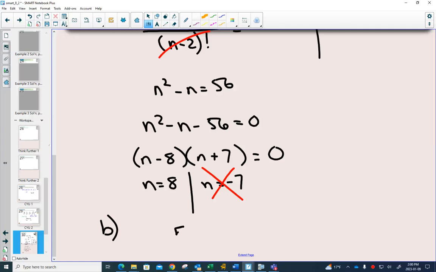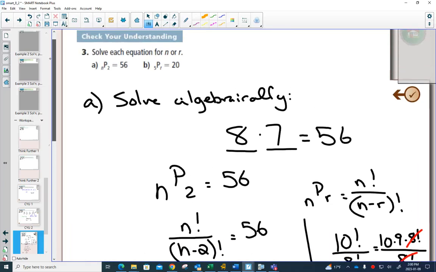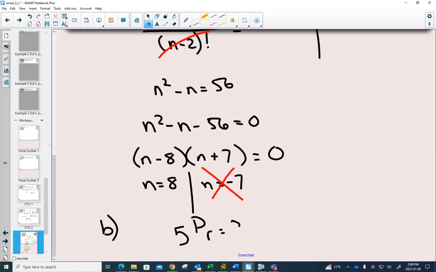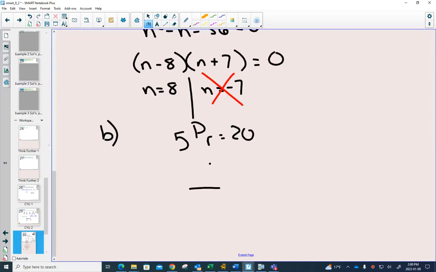So we have 5Pr is equal to 20. Is one space enough? Is two spaces enough? So sometimes you will be able to do some guess and check. Two spaces is enough. 5 times 4 is 20. So r has to be 2.